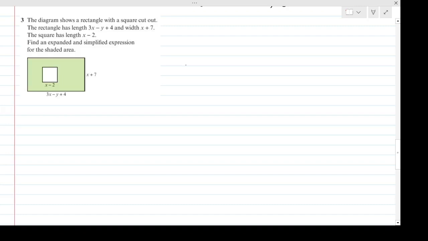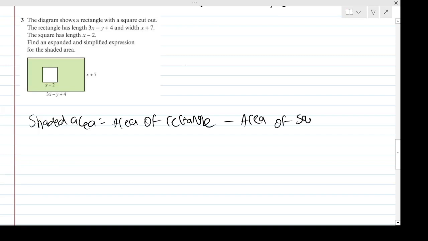Okay. So therefore, the shaded area is going to be area of the rectangle, the big rectangle, minus area of the square. So then all that's left is to work out what these areas are. Well, the rectangle is obviously base, length times width. So that's x plus 7 times by 3x minus y plus 4, so the two sides. Again, it's algebra, that's completely fine now. But we can expand and simplify, okay? So that's the area of the rectangle, and then the area of the square is here.